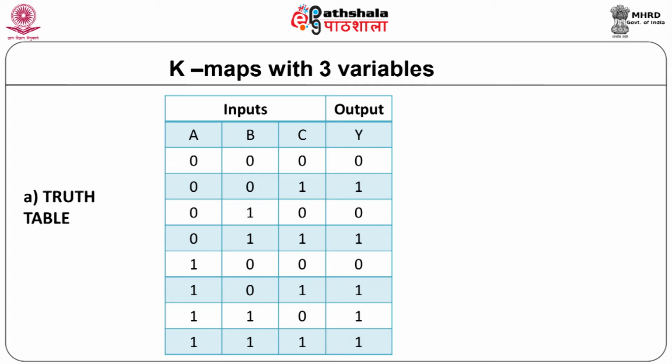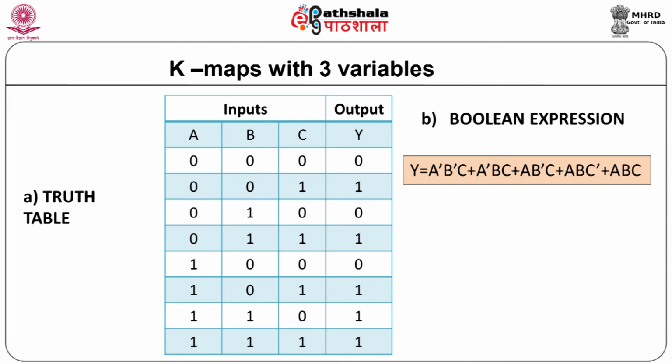Consider A, B, C as inputs and y as output. The truth table is shown here. From the given truth table, let us now form the Boolean expression. The Boolean expression contains in all 5 terms. Next step is to prepare the K-map.